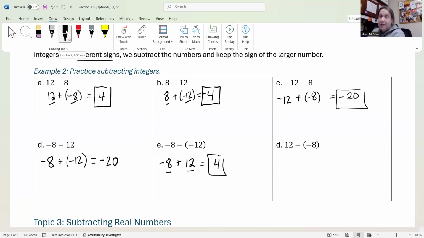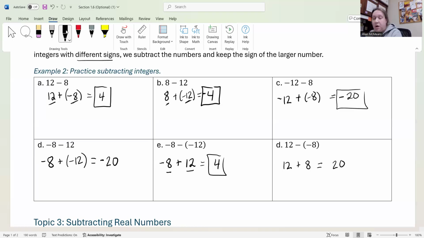And then finally, last example, we have 12 minus -8. We keep the 12. We want to add the opposite of -8. The opposite of -8 is +8. So here I'm just adding two positives. This is like regular traditional addition that you first learn. So 12 plus 8 is 20. And because both numbers were positive, the final result is positive.